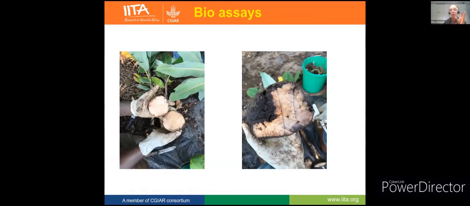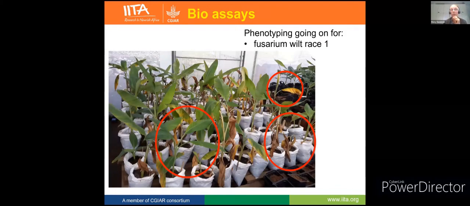And then whenever we've developed something, we need to test whether it still has maintained resistance. On the right side, a hybrid which is still susceptible to the banana weevil. On the left side, resistant to the banana weevil. And here, on the left side, you see hybrids which are Fusarium resistant. And on the right side, in the red circles, hybrids which are Fusarium susceptible.